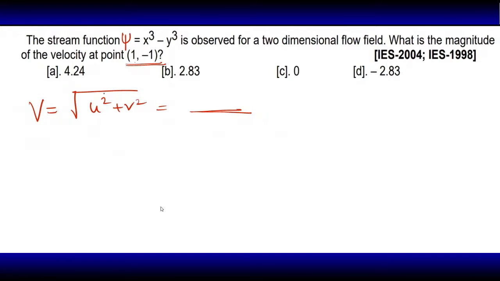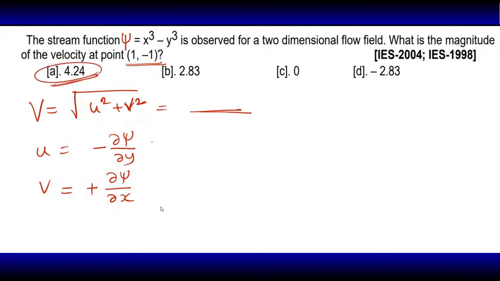So do not look back to the formula. U is minus dou psi by dou y. V is plus dou psi by dou x. 4.24. What about the others? Are you getting the same answer?